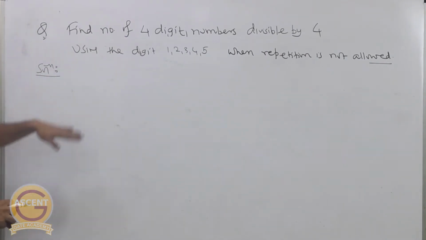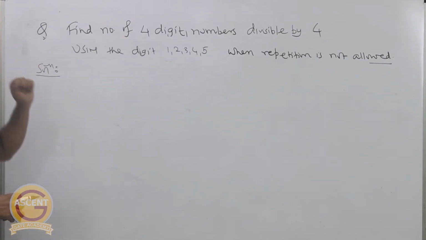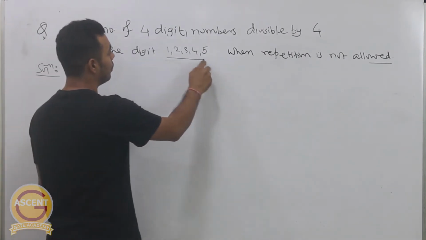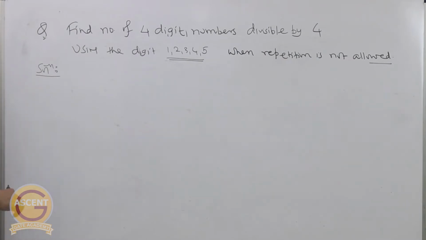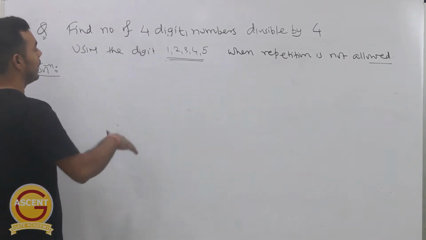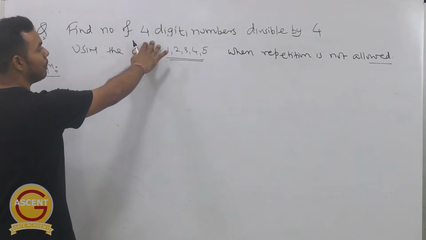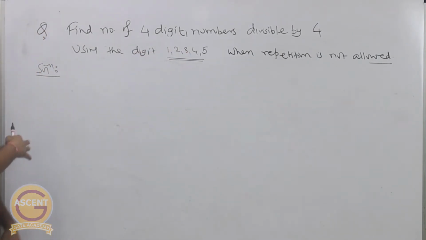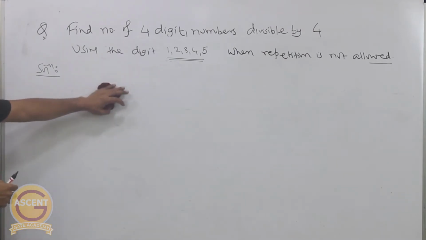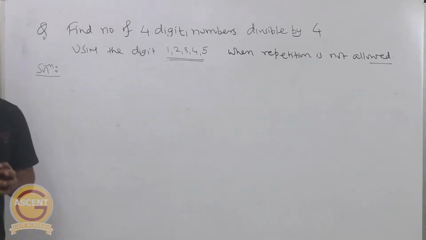Okay, now our next problem is: find the number of 4-digit numbers divisible by 4 that can be formed using the digits 1, 2, 3, 4, 5, when repetition is not allowed. So we have to form 4-digit numbers which are divisible by 4. Now the condition for divisibility by 4 is that the last 2 digits should be divisible by 4.